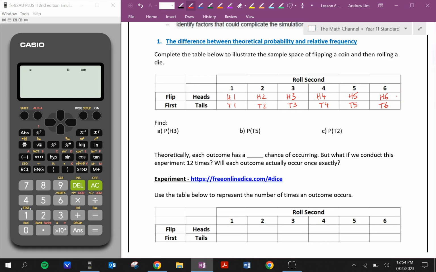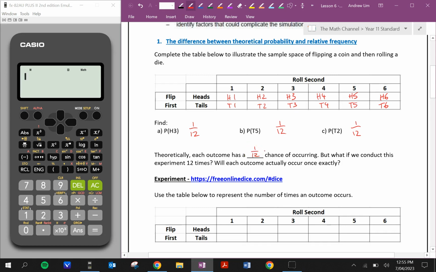Find the probability of heads 3. Well, we can see here that there's only one heads 3 out of the 12 outcomes. So this is equal to 1 out of 12. Tails 5, only 1 out of 12. Tails 2, only 1 out of 12. So theoretically, each outcome, you can see, has a 1 in 12 chance of occurring.